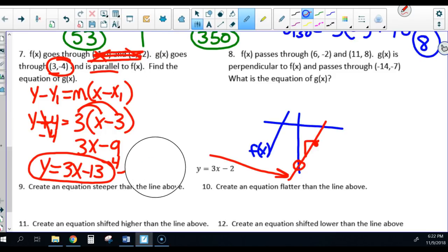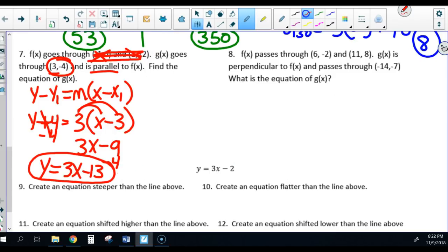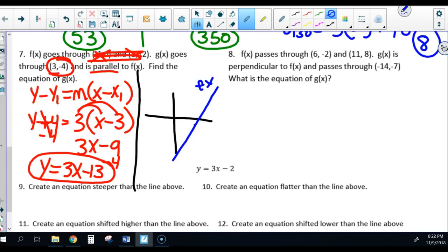Second question down here, number 8. f of x passes through, I want to sketch it out again. I don't have a lot of room though. We'll sketch it here. 6, -2, there, and 11, 8. So up there. There's f of x. g of x is perpendicular and goes through -14, -7. So way down here. Perpendicular is going to look something like that and make a 90-degree angle.